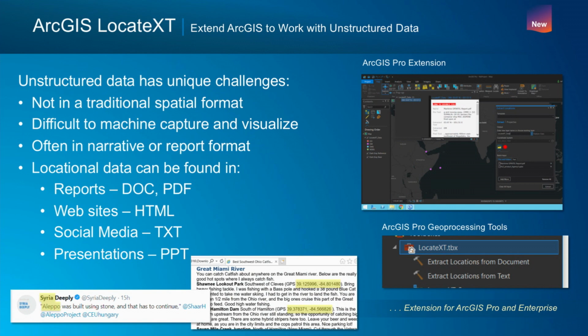Basically, at its core, LocateXT allows you to extract, map, manage, and then analyze unstructured data, whether it's text or numerical, from reports, from things like PowerPoint, social media, websites, all of that. So if you do work with unstructured data, this is something you're going to want to check out. It is available now. It was released with ArcGIS Pro 2.3, so you do have access to this today.